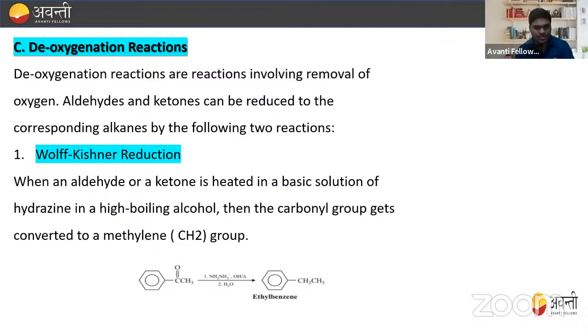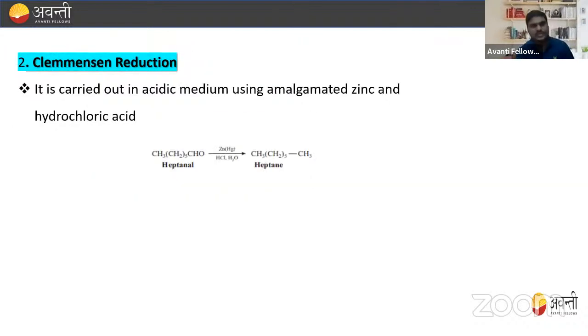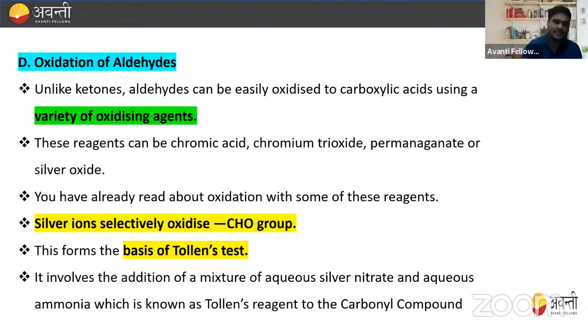When an aldehyde or ketone is heated with hydrazine in a basic solution in a high-boiling alcohol, the carbonyl group gets converted to a methylene, that is CH2 group. Right. Now Clemmensen reduction is carried out in acidic medium using zinc amalgam. Remember that in this Clemmensen reduction, if you treat heptanone or any aldehyde with zinc amalgam and HCl, it will convert this into heptane.